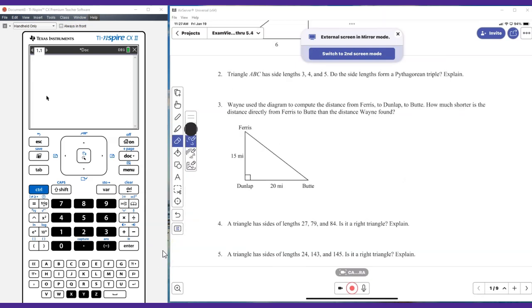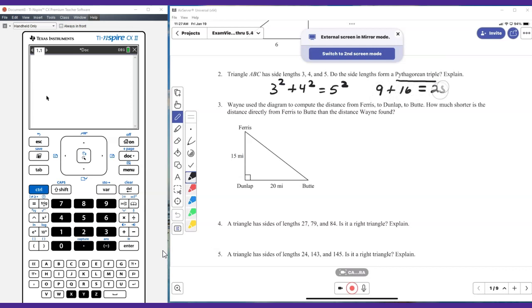Triangle ABC has side lengths of 3, 4, 5. Do the side lengths form a Pythagorean triple? So a Pythagorean triple behaves like the Pythagorean theorem. So we have 3 squared plus 4 squared equals 5 squared. That's what you're checking. So we have 9 plus 16, and you want to check if that is equal to 25, and sure it is. So 3, 4, 5 is a Pythagorean triple.